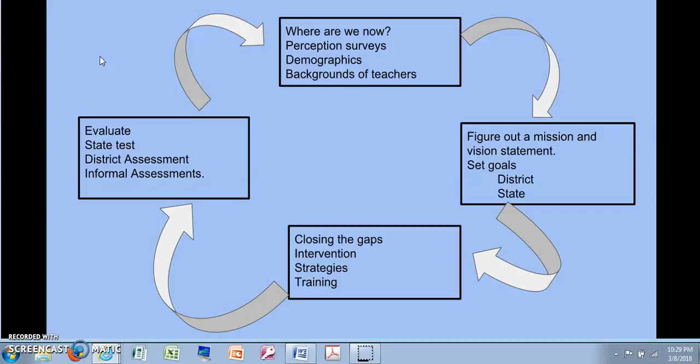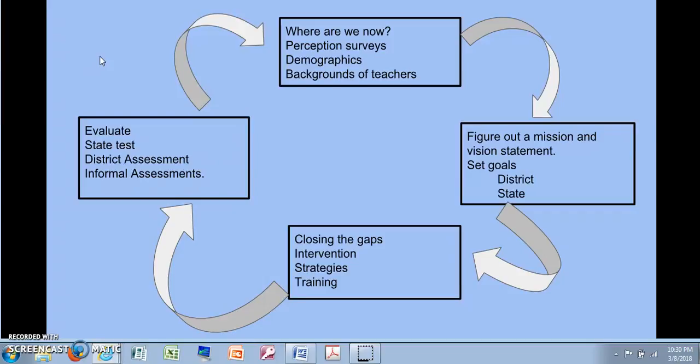Then our principal said, okay, here's our mission statement. What is our vision coming off of our mission statement? How do we want to see the things that we said in our mission put into our vision? And then our vision helped us set our goals for what we want to accomplish per the district standards, per the state standards, even per our moral standards. So that was really interesting to watch. I think it brought our school together, especially after having our information about our demographics.